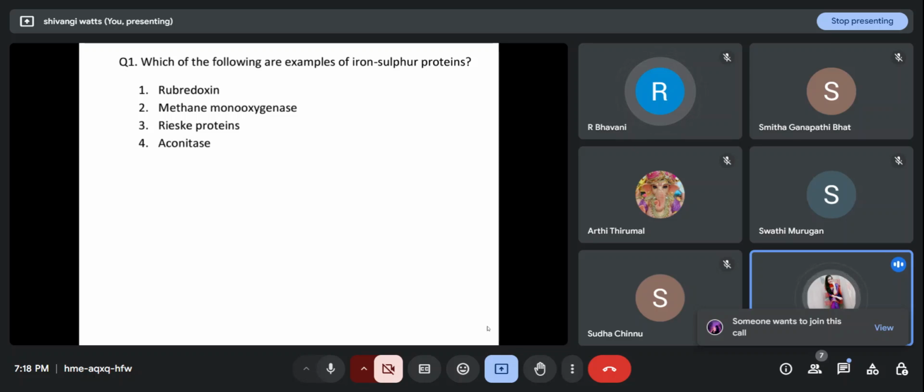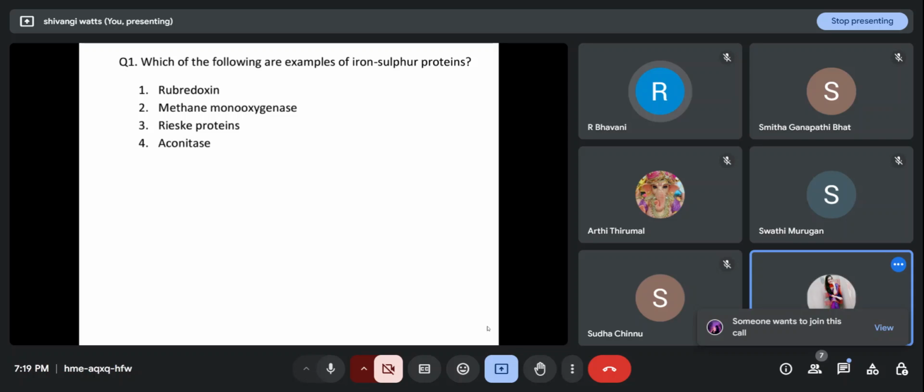So option number one, three, and four: rubredoxin, Rieske protein, and aconitase. All three are examples of iron sulfur proteins. So what are iron sulfur proteins? Rubredoxin, Rieske proteins, aconitase. Yeah, good. So these three are the iron sulfur proteins.